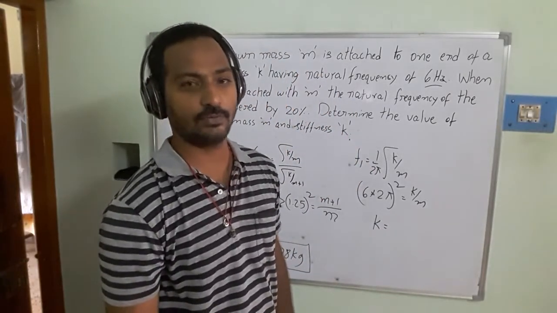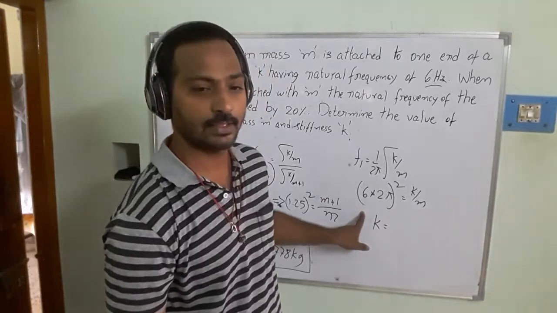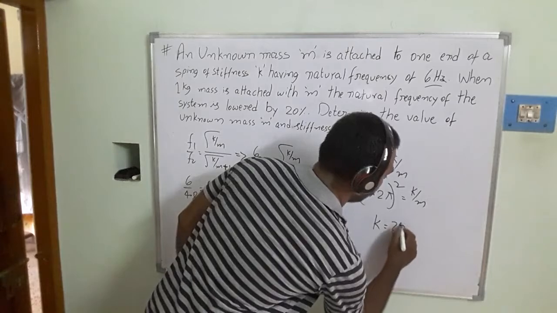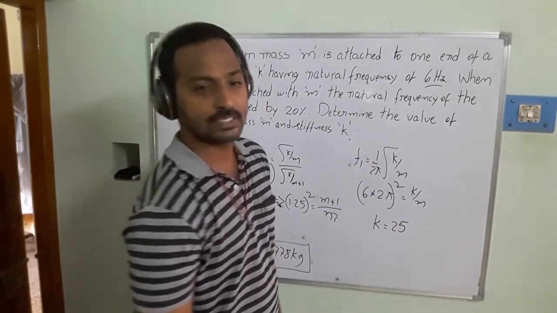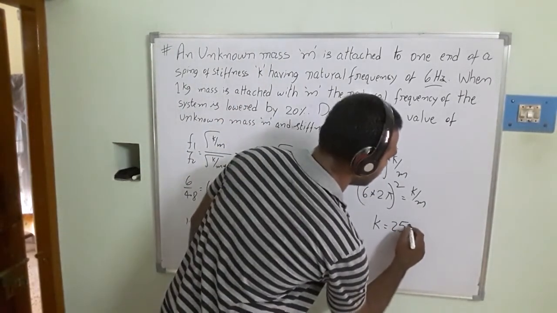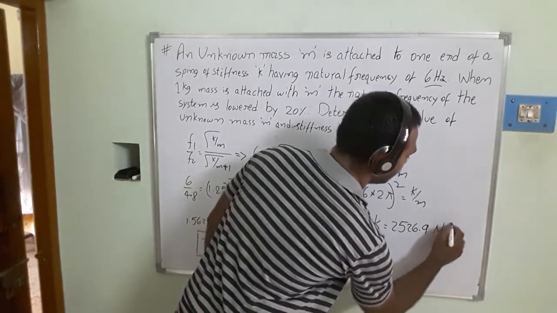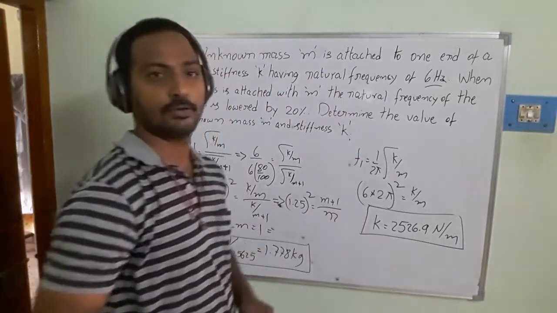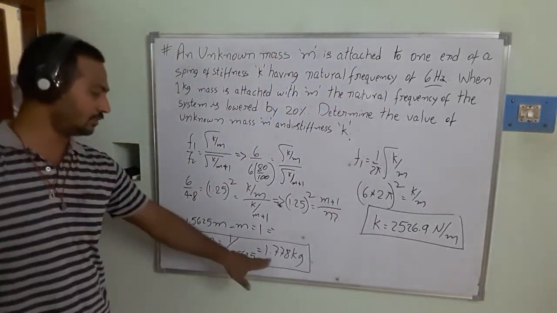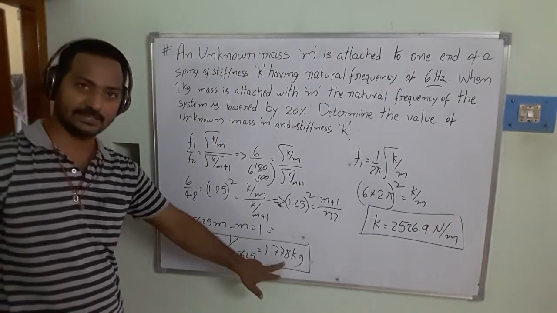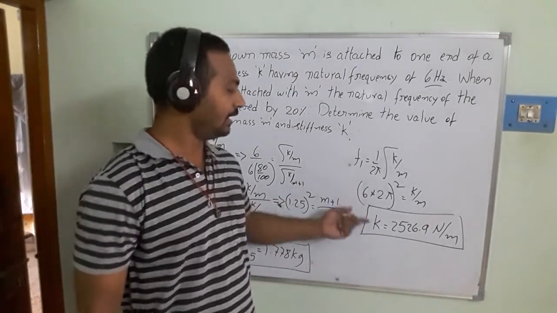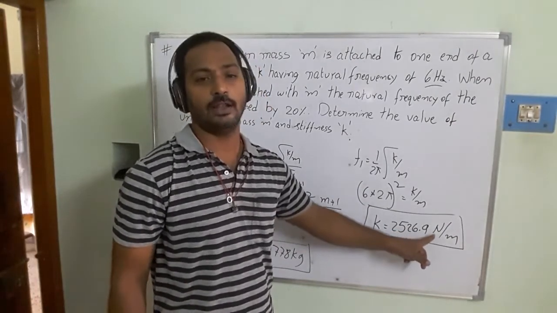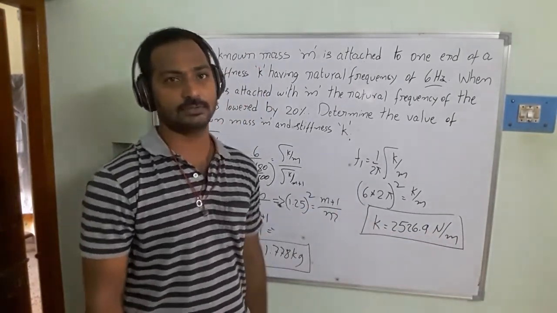That k is equal to, from this equation, 2526.9 Newton per meter. Right? And this is the unknown mass is equal to 1.778 kgs. Right? And next one, the k, the stiffness of the spring, is equal to 2526.9 Newton per meter. Right?